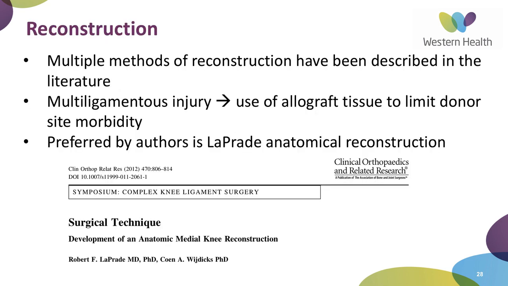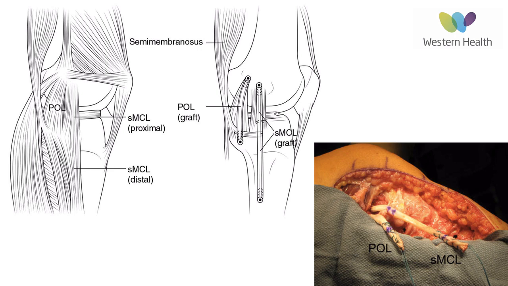Then moving on to reconstruction. There are multiple methods of reconstruction that have been described in the literature. They recommend the use of allograft tissue to limit donor site morbidity. They quote this paper by LaPrade, who's the guru in this area, which looks at anatomical reconstruction. I think it looks like autograft to me, but I'm not 100% sure. They didn't really mention it in the paper.